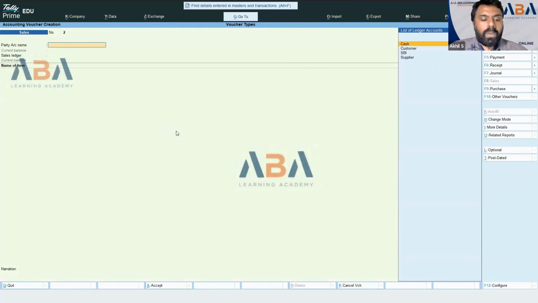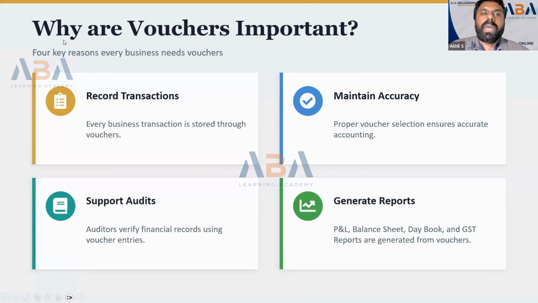Okay, so let us come back to the slide. Yes. So why are vouchers important? A voucher is very much important for a business. If you want to post any sort of transaction, a voucher type is very important. Here are four key reasons every business needs vouchers. First, record transactions. Every business transaction is stored through vouchers. If you are using Tally, all the transactions and journal entries which you want to input should go through vouchers. Without voucher entries, we won't be able to post a transaction in Tally.